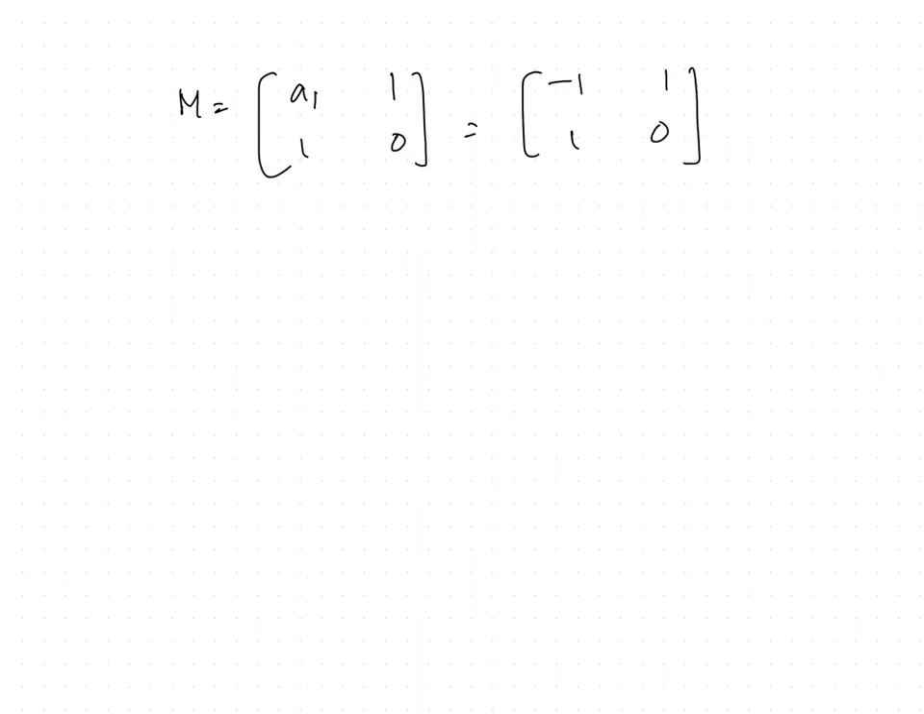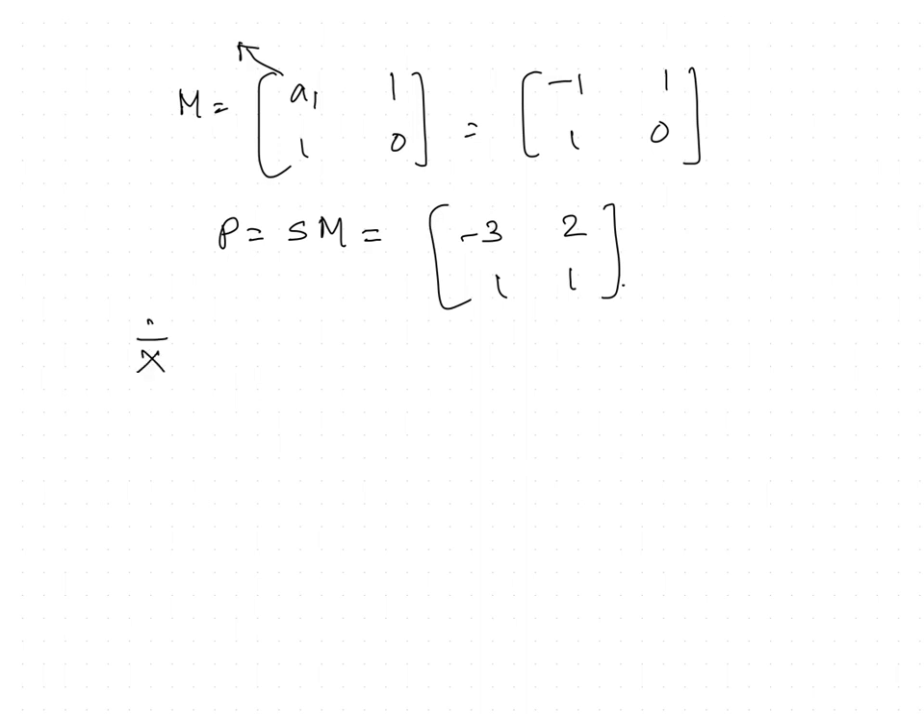So, we have P is equal to S into M. M is equal to A1, 1, 1, 0. So, that results in minus 1, 1, 1, 0. If we have more matrices, the size of the matrix will keep on increasing. So, we have P is equal to S into M, that results in minus 3, 2, 1, 1.